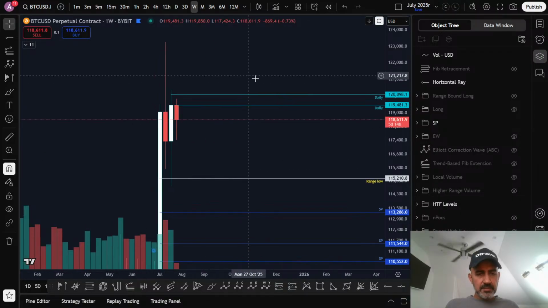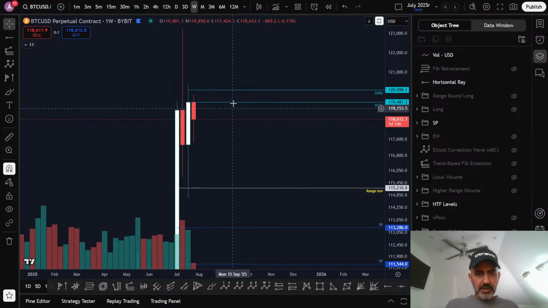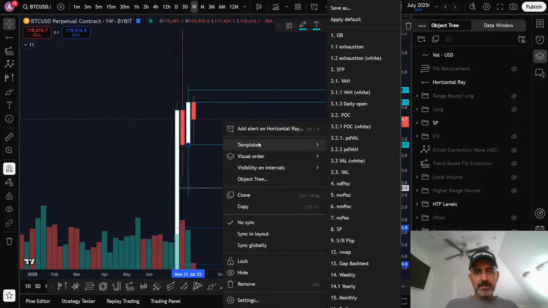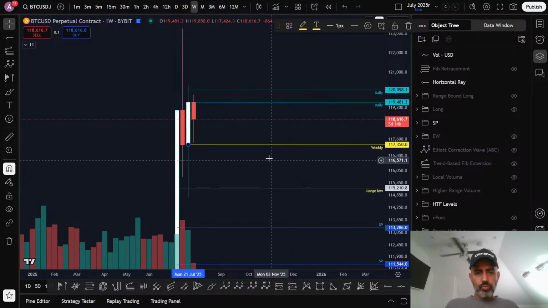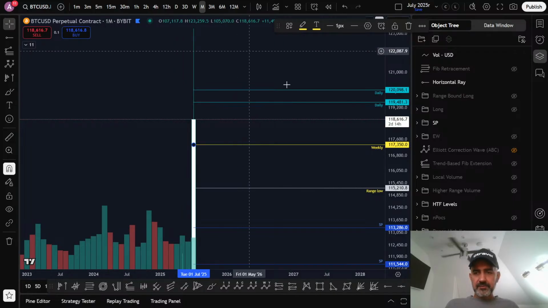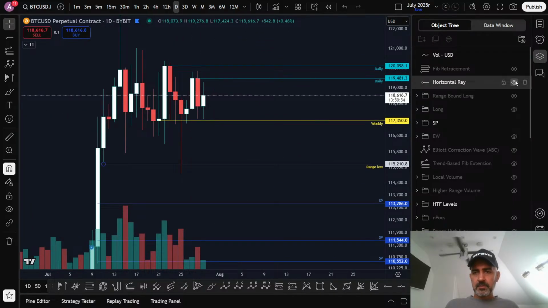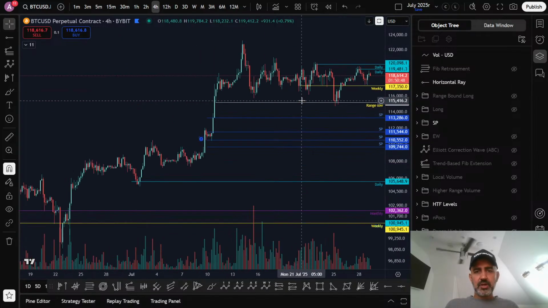Weekly. Got that lower one. I mean, it looks like it's been hit, huh? It's been front run. Got the monthly. Nope. Range low. Okay. Let's go back to the 4-hour chart.